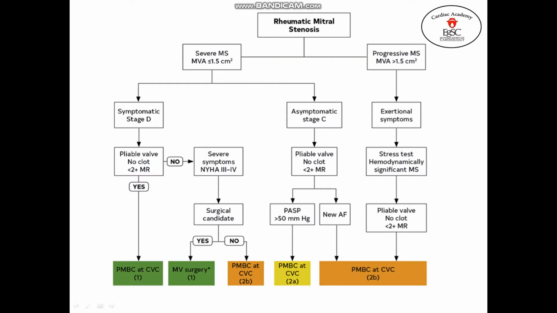American Heart Association guidelines in 2020 considered a mitral valve area of less than 1.5 cm square as severe mitral stenosis, while if the area is more than 1.5, it is progressive mitral stenosis.